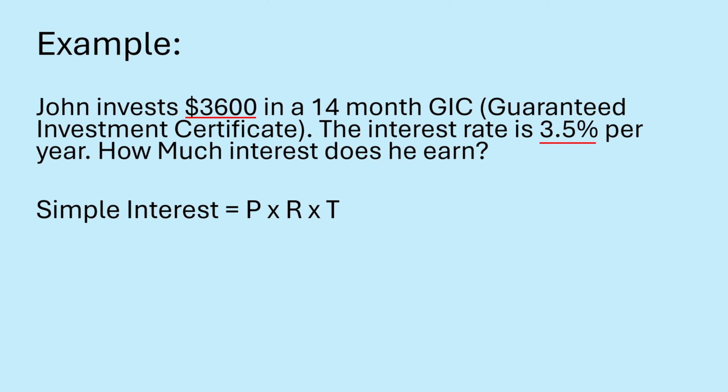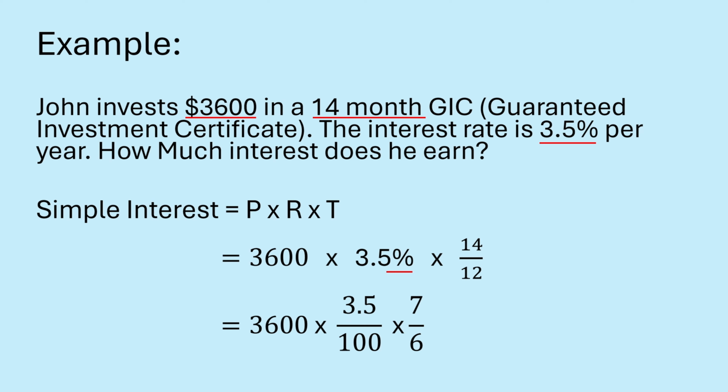R, interest rate, is 3.5%. T is number of years of payments, 14 months. So we need to convert into years. So 14 months divided by 12 because each year has 12 months. So it is 3600 multiplied by 3.5% multiplied by 14 divided by 12. Here 3.5% is equal to 3.5 divided by 100, so 3600 multiplied by 3.5 divided by 100 multiplied by 7 divided by 6. When we further simplify this equation, it is equal to $147.